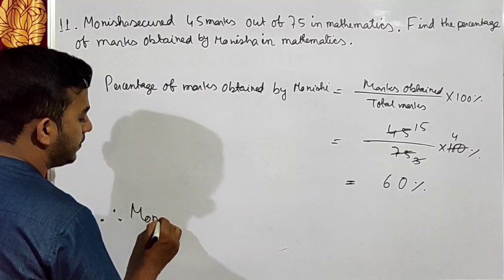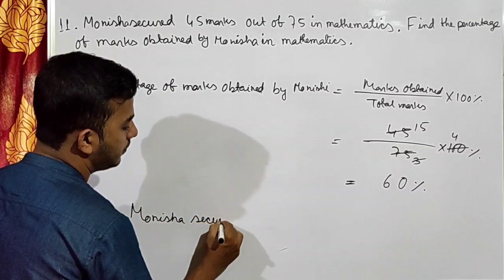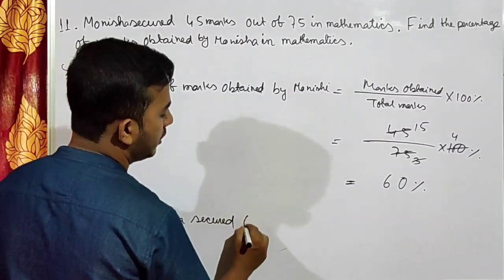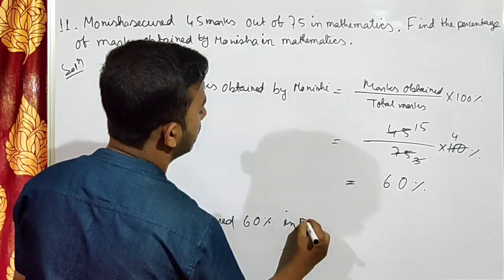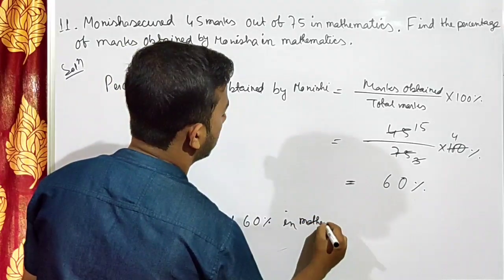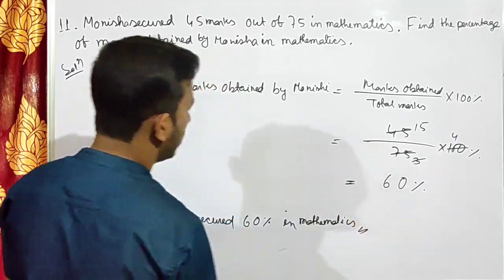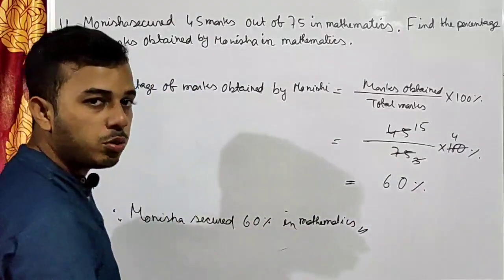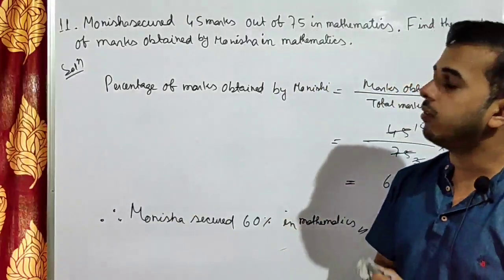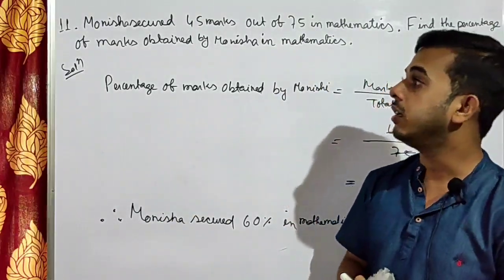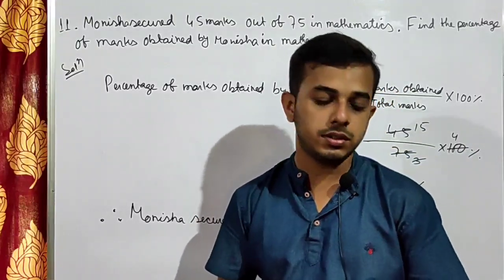So we'll write here, therefore Monisha secured 60% in mathematics. Monisha secured 60% in mathematics. Is this a good marks? No, definitely not. This is not a good marks. So she must work hard. Okay. So now let's move to our next question, that is question number 12.